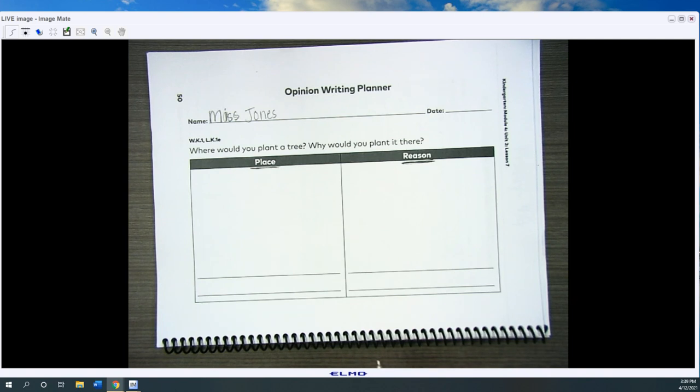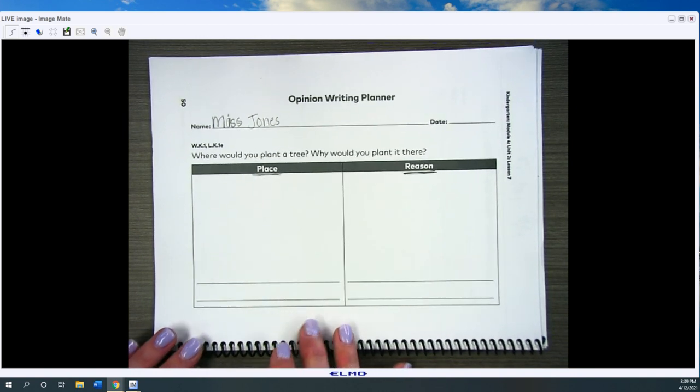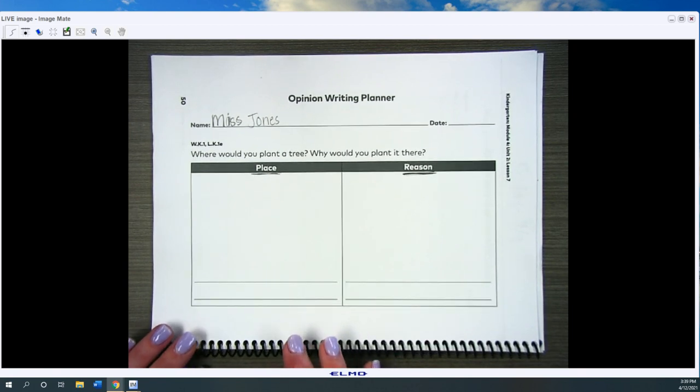So you will select a place to plant a tree from the places to plant a tree anchor chart, and I will have that posted in the EL slides. Okay. And you will need to pick an appropriate reason for planting it in that place from the reasons to plant a tree anchor chart.